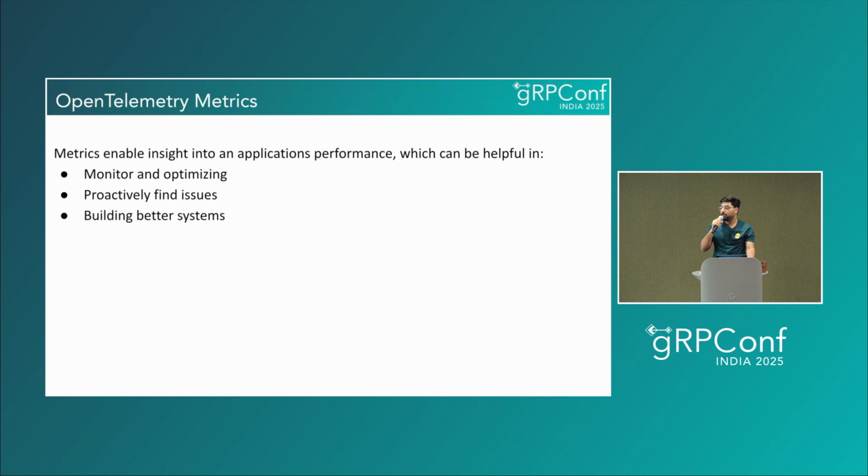Metrics are a fundamental part of understanding the health and performance of our gRPC applications. They are essentially how our services communicate with us. They provide the necessary visibility to monitor, optimize, and pinpoint bottlenecks between clients and servers. Think of them as an early warning system. They help you proactively find issues like high latency or error rates before they ever impact users.